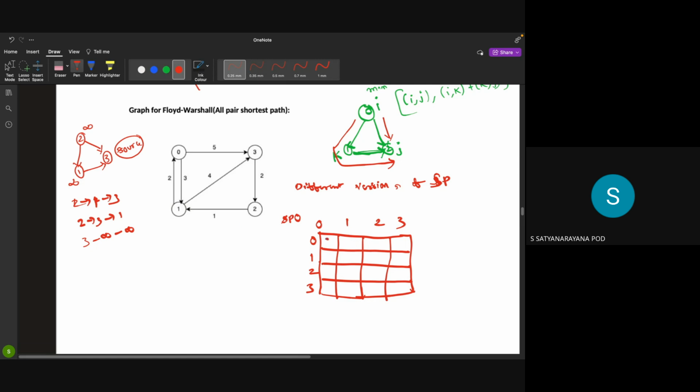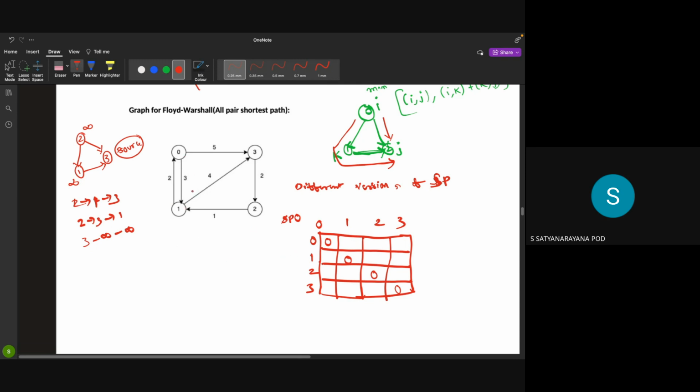0 to 0 is reachable, it is 0. 1 to 1 reachability is 0. 2 to 2 is 0. 3 to 3 is 0, because diagonal values are always 0 since it's not having self cycle edges. Is it having a self cycle? No, it's not having. Is it right? Yeah. Now you try to fill it.